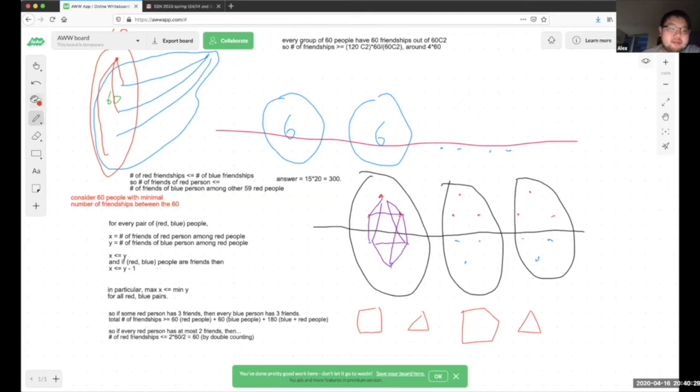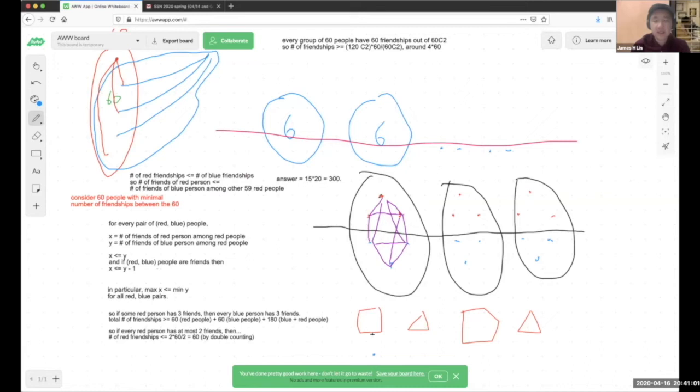And then what if you're a blue person now? The other condition you want to use is if the red and blue people are friends, then x is less than or equal to y minus 1, right? So if you have a blue person here, how many friends does this blue person need to have? Well, because this blue person is friends with at least one red person, right? Can you assume that or not? So don't we have at least 2 friends already?